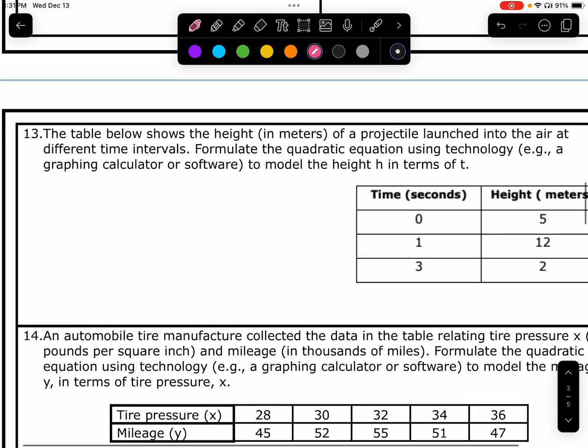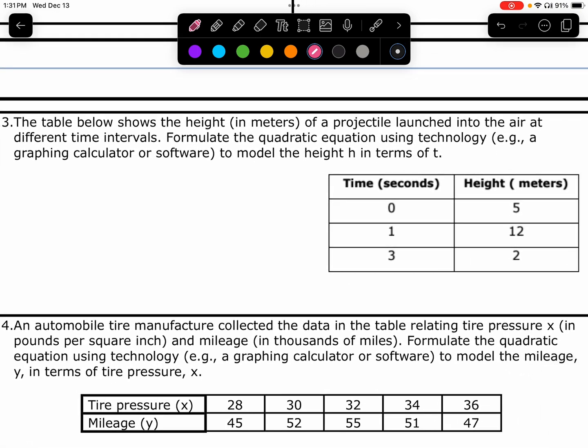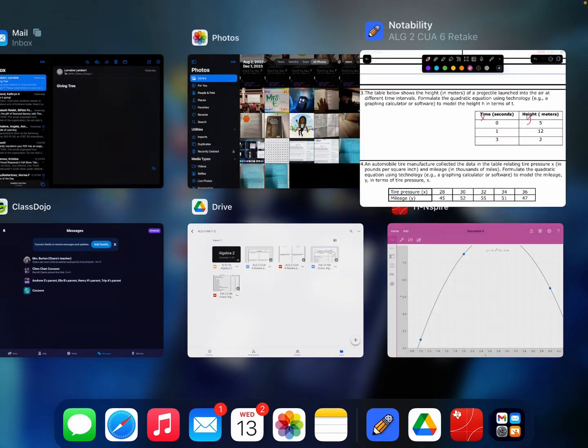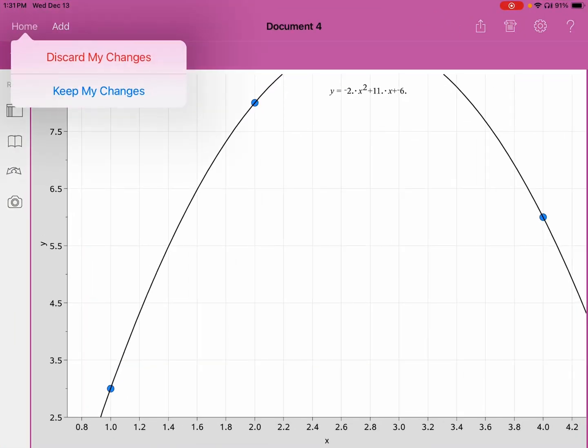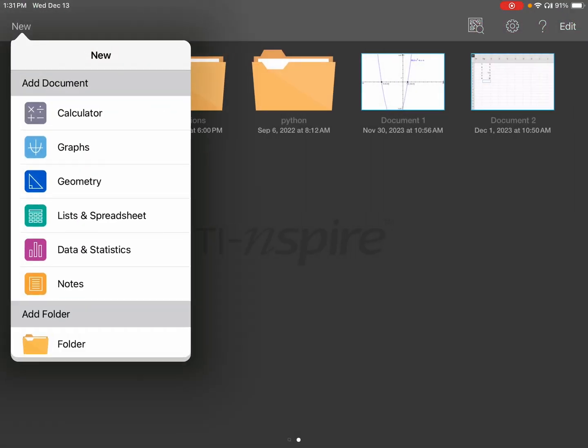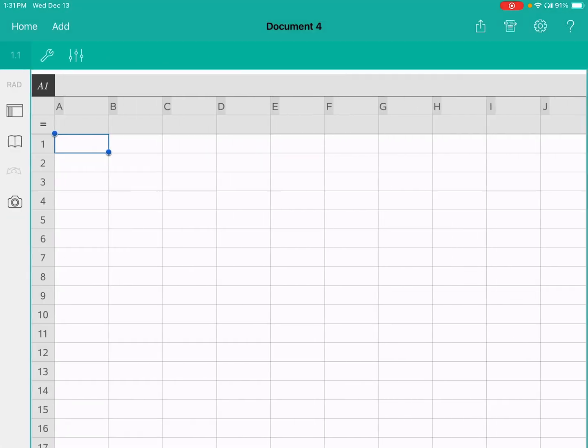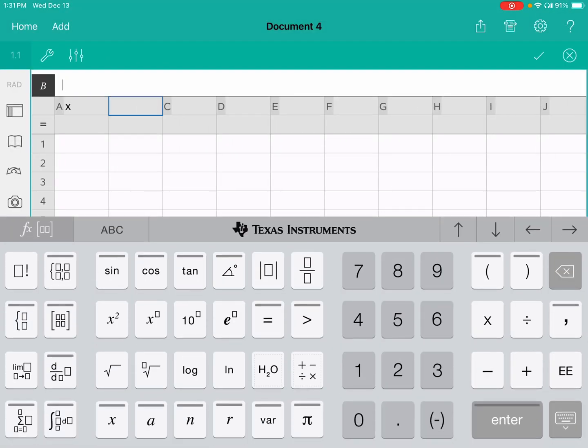Number 13 is the same thing. So this will be our X, this will be our Y. All right, so all of our X's for number 13 are 0, 1, 3. And please pay attention because I'm not going to do this again after this problem. I'm just going to give you the answers so you can practice on your own.